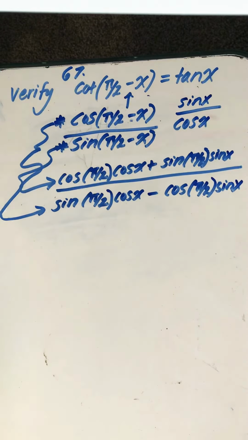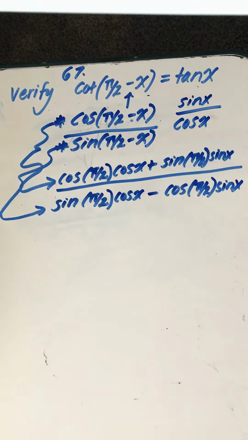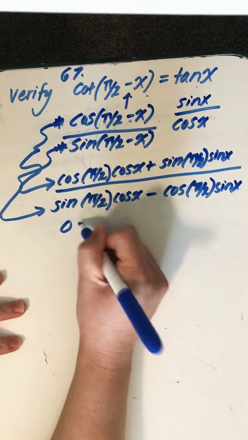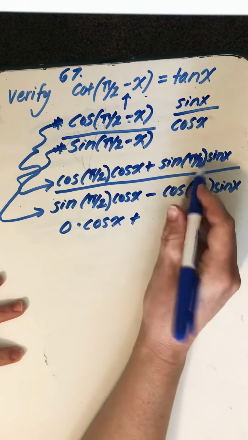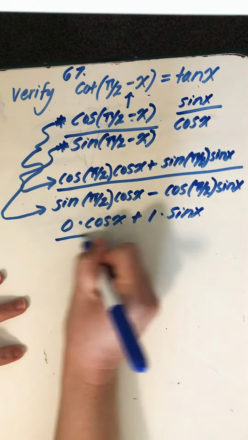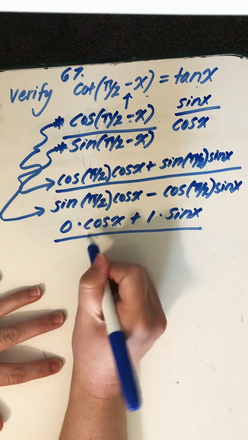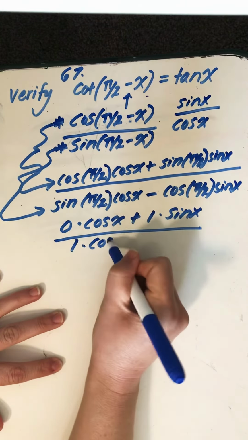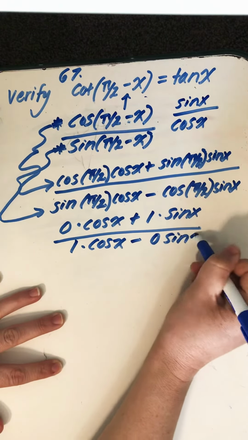Okay, so now if we go to our unit circle and calculate these things where we can, the cosine at pi halves is 0. So then we have 0 times cosine of x plus sine at pi halves is 1, so 1 times sine of x on top. Then that's all over sine at pi halves, which is 1. So we have 1 times cosine of x minus the cosine at pi halves, which is 0, times sine of x.